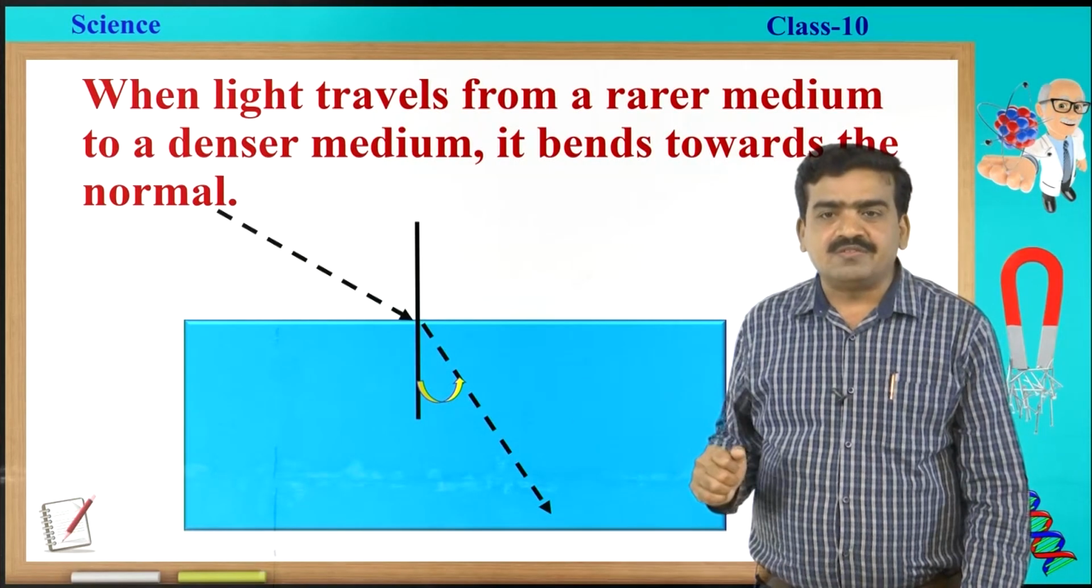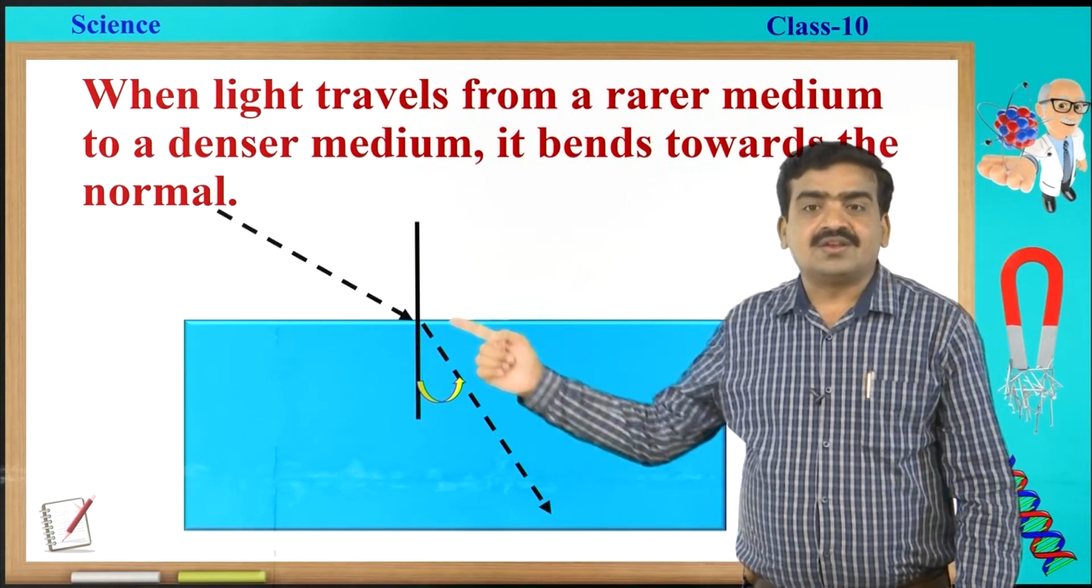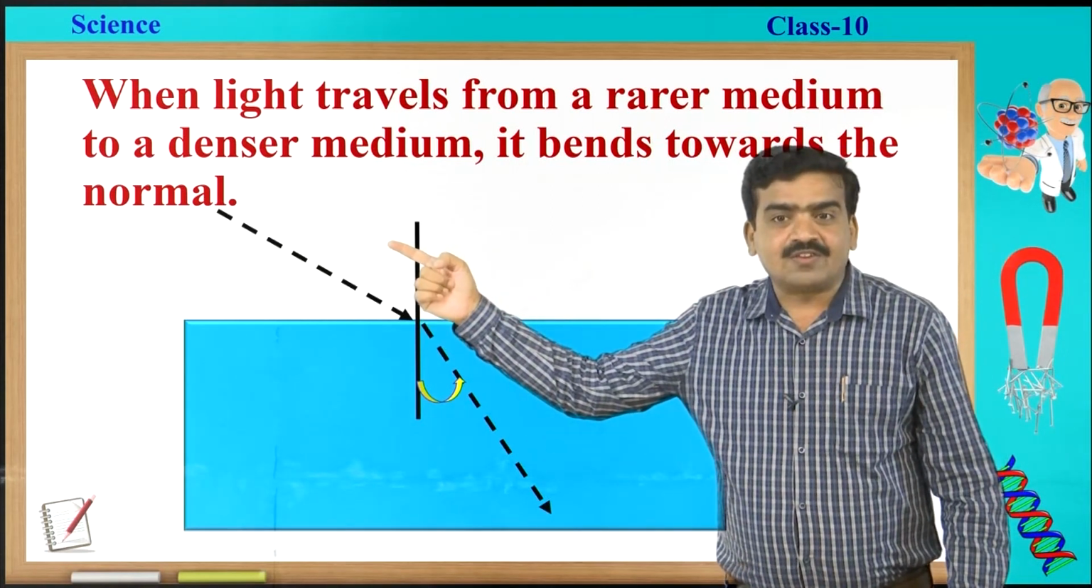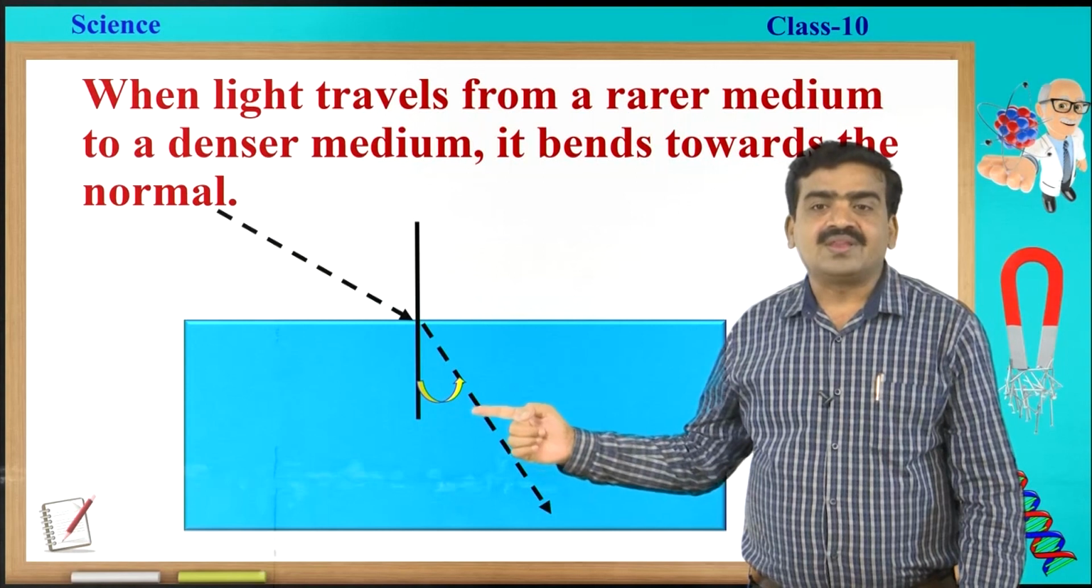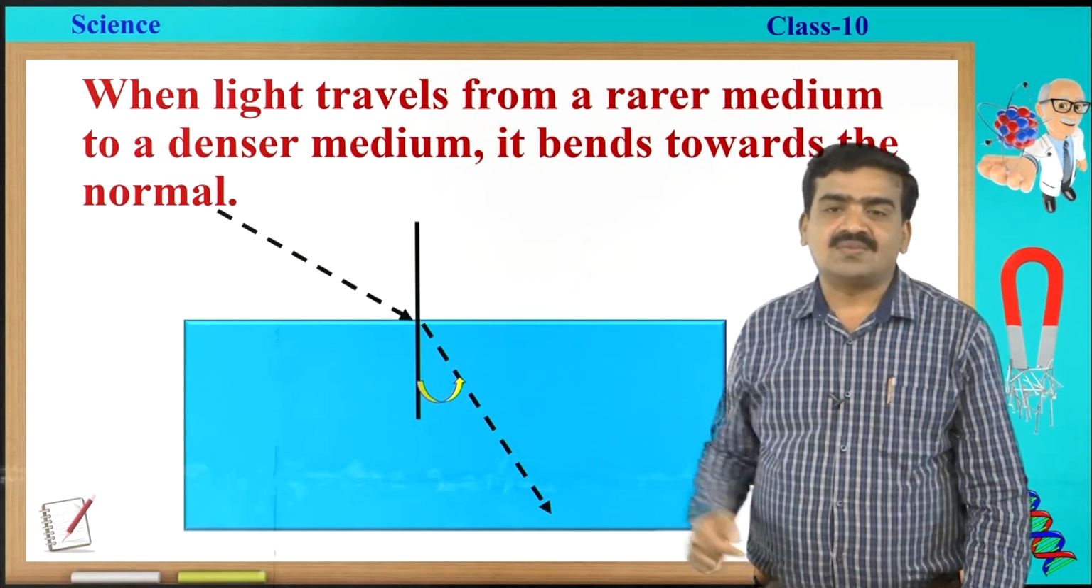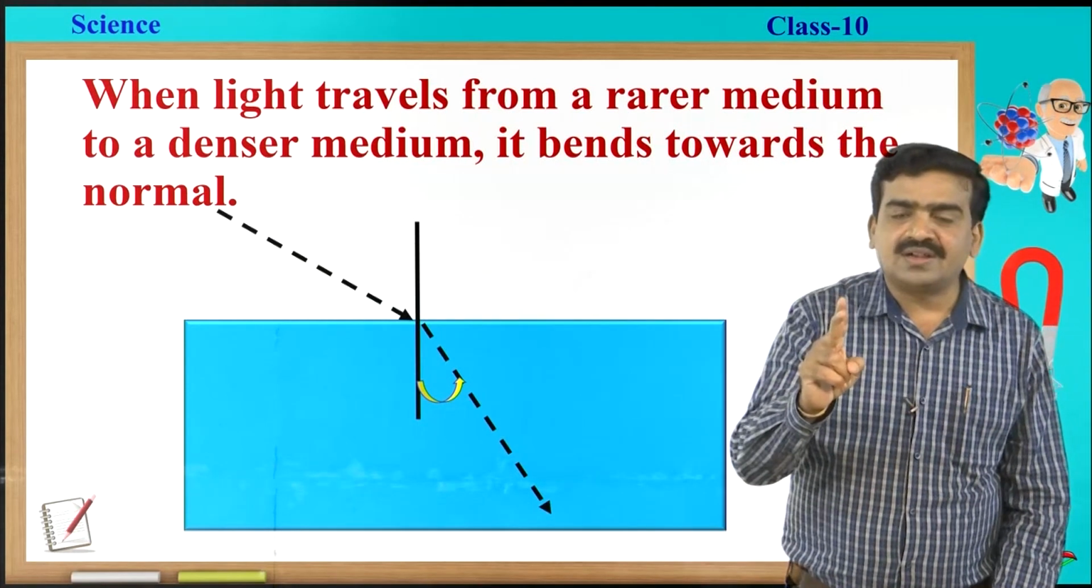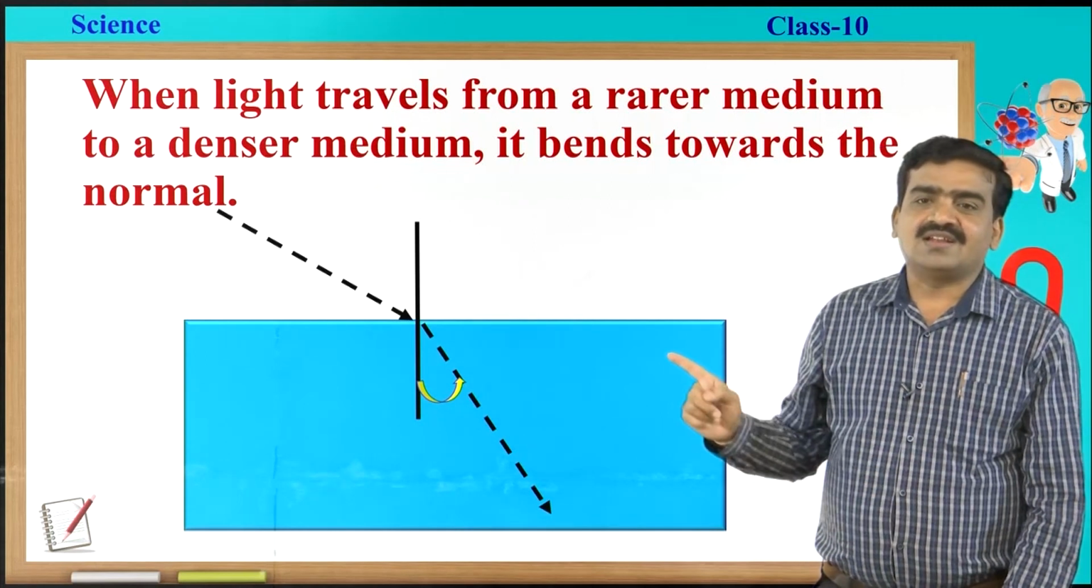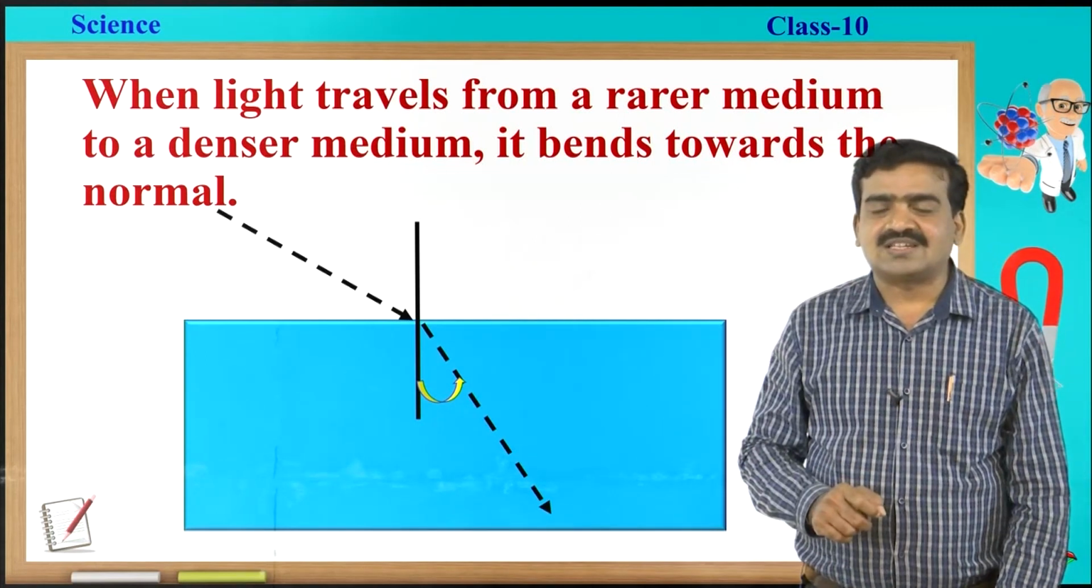Yes, in the previous case you noticed that when the ray of light travels from rarer medium to denser medium, it is bent towards the normal. So, these are the two important things you have to notice regarding refraction of light through a glass slab.